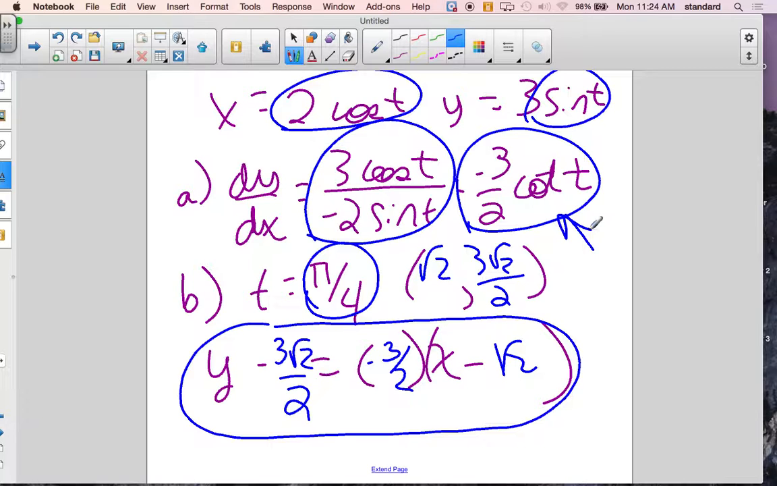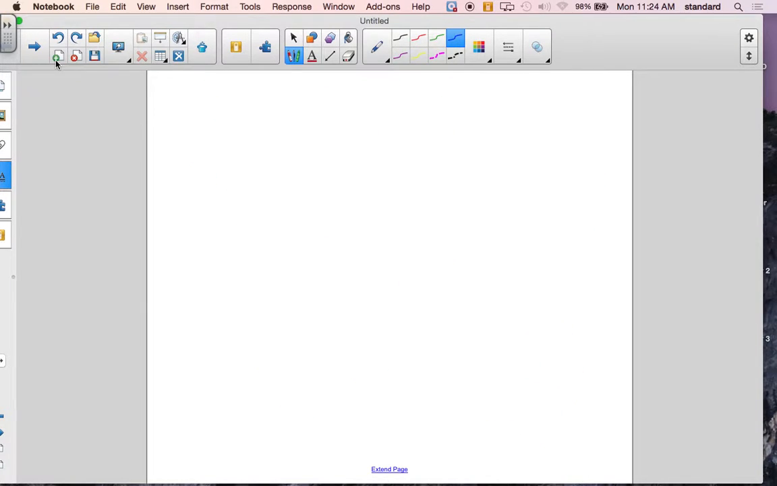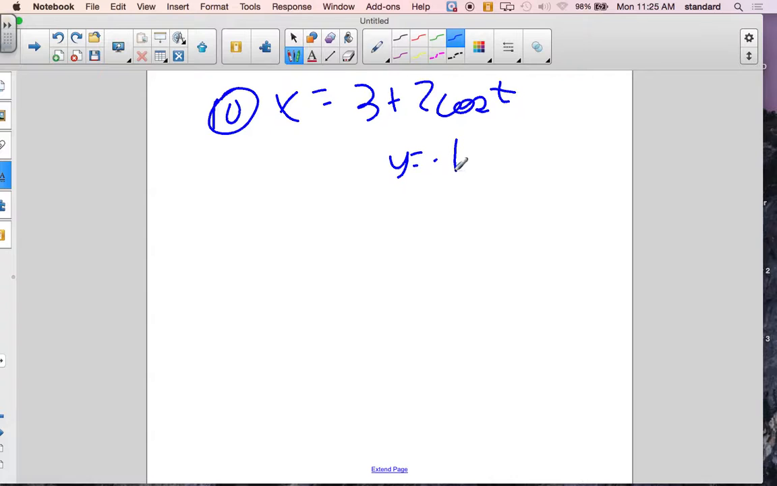Okay, now let's stay with some trig. Let's go to number 10. All right, number 10. Find dy over dx in terms of t. I have x is equal to 3 plus 2 cosine t, and y is equal to negative 1 plus 4 sine t. Make something really interesting. I don't know what it would make.